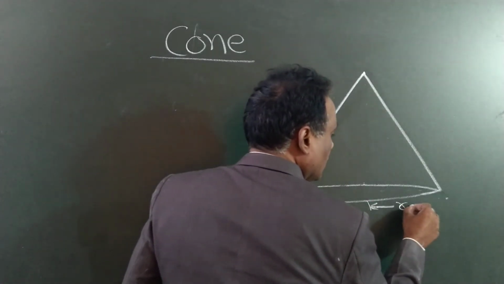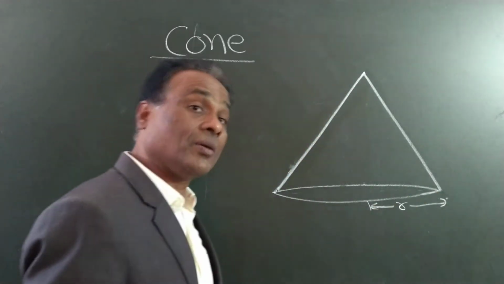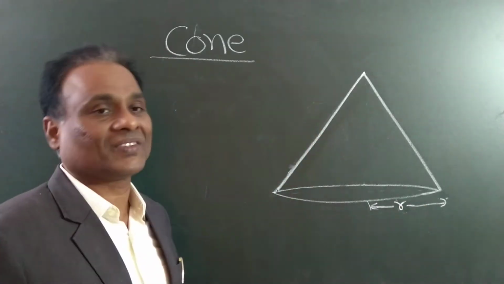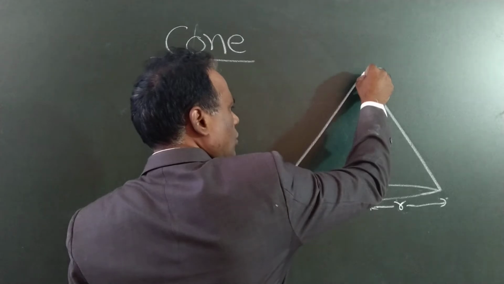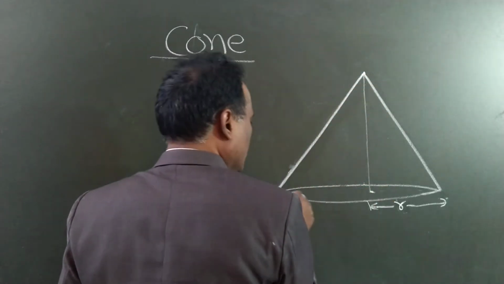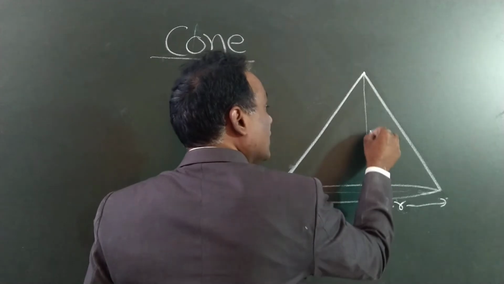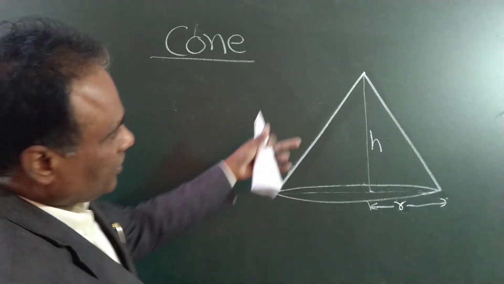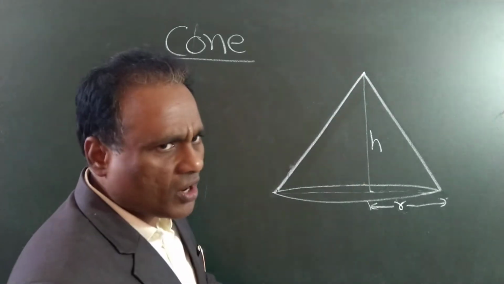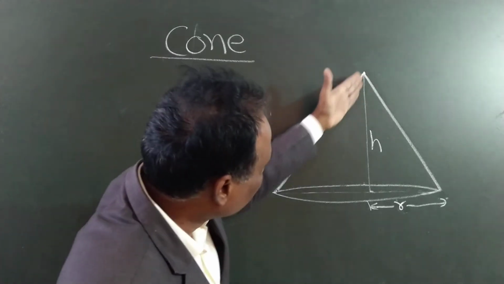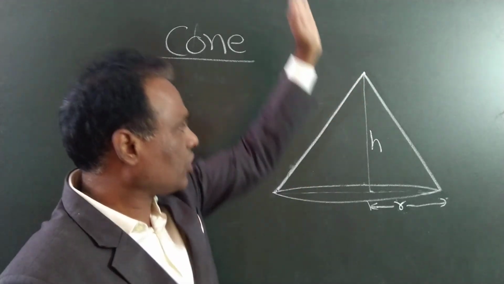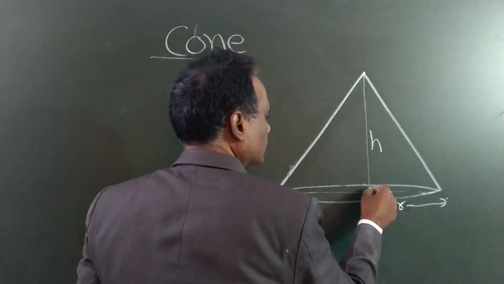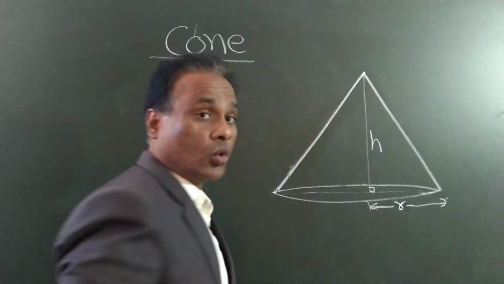The base is a circle, so it will have some radius. And this vertical distance, if you draw straight like this on the base, is called the height of the cone. Height means always straight. We don't measure the height like this, or cross. Height means we measure straight, making 90 degrees with the base. So this is the height of the cone.